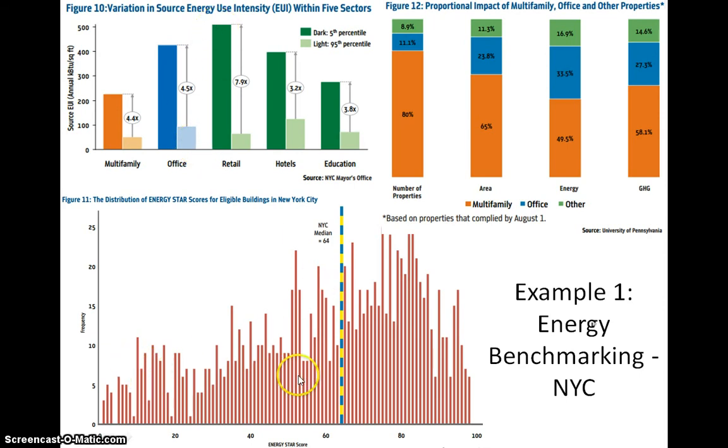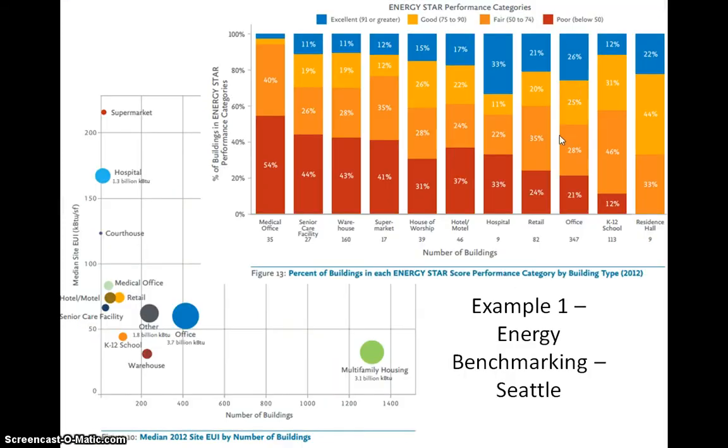This figure gives you the distribution of the energy star score for all eligible buildings in a city. So the maximum is 100 and the lower one is 0. So an average is 64. So when you're looking at the buildings, the office only takes 11% of the number of properties, but they make up 1/3 of the energy use.